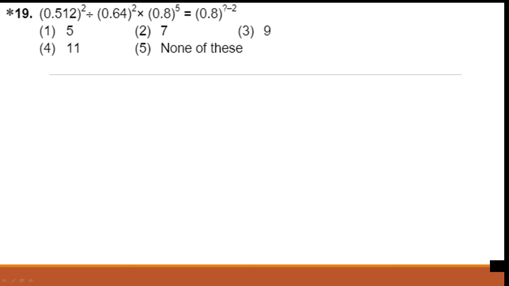And one more. Read the question: 0.512. Actually 8 cube is 512, right? So I'll take 0.8 cube, and we'll get 0.512. Whole power 2 is there, divided by 0.64. How to write 64? 8 square. So 0.64 means 0.8 whole square, into 0.8 whole power 5. So that is equal to 0.8 whole power x minus 2.